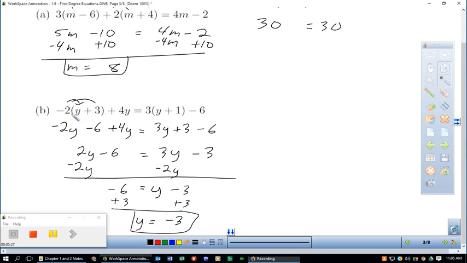Okay, so that would be 0 right there. So it would be negative 12 on one side. And that would be negative 2, negative 6, negative 12. Okay, so this actually does check out. So the answer to B is y equals negative 3.